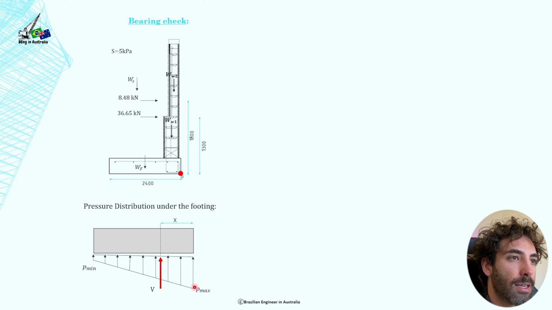We've got P max where the point O is, and then we've got P minimum right across on the other side of the footing. So all these vertical forces here on the wall, they will be equal to a V force under the footing. Action reaction, we've got V here, and that needs to be equal to the self-weight of the wall plus the self-weight of the footing plus the self-weight of the soil plus the surcharge.